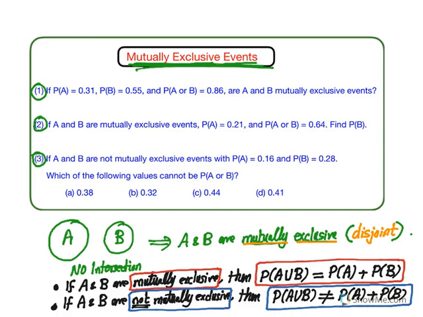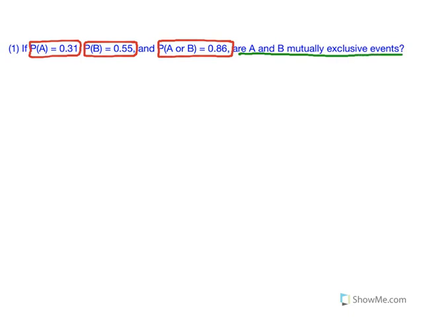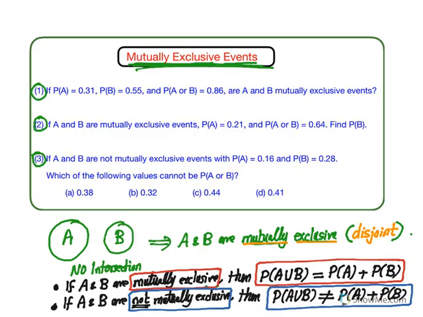Let us solve the questions now one by one. The first question gives you the probability of A, 0.31, probability of B, 0.55, and probability of A or B is 0.86. And then the question is, are A and B mutually exclusive events? So how do we solve it? If they are mutually exclusive, then the probability of A or B must be the sum of probability of A and the probability of B.